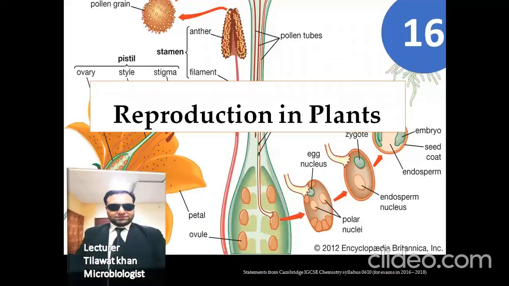Hello students. Today we are going to discuss reproduction in plants. By the end of this lecture, you will be able to know about different types of reproduction in plants, the difference between sexual and asexual reproduction, some examples of asexual reproduction, and different parts of a flower, in which we will discuss the male and female reproductive parts of flowering plants.